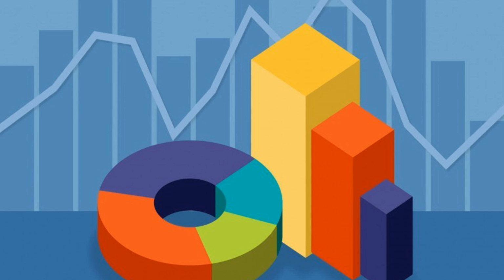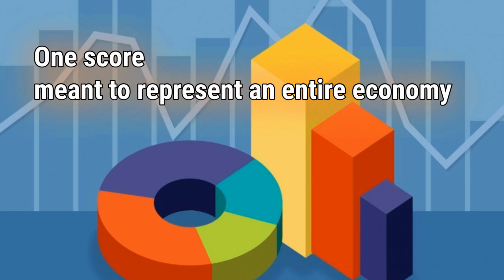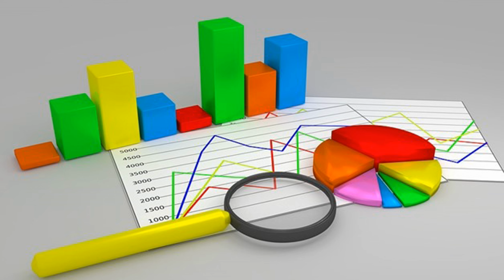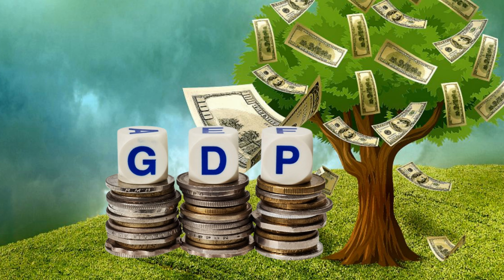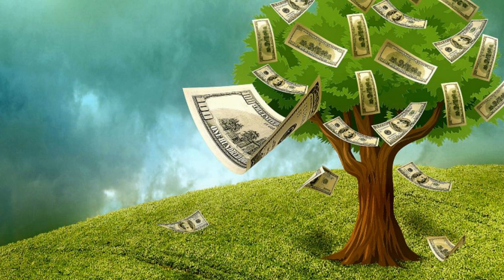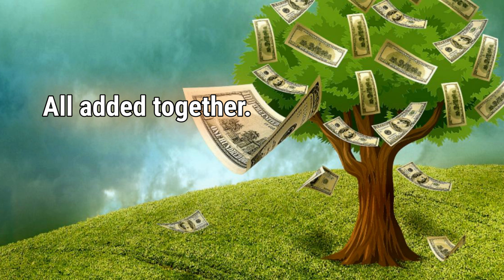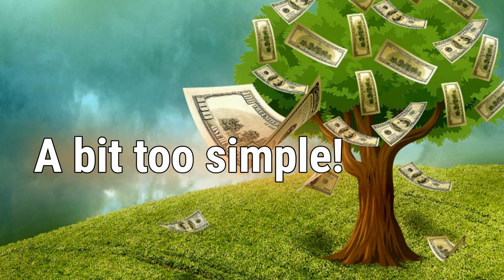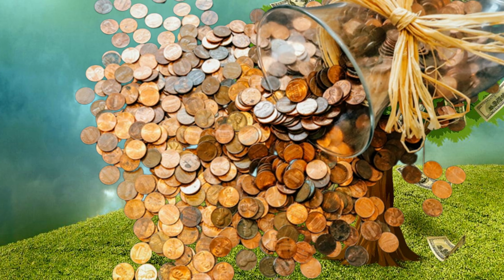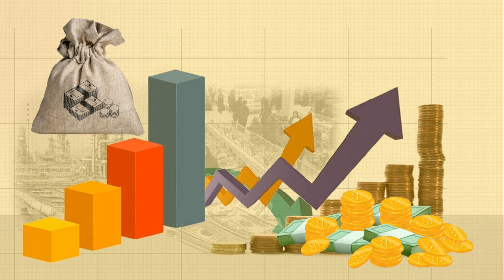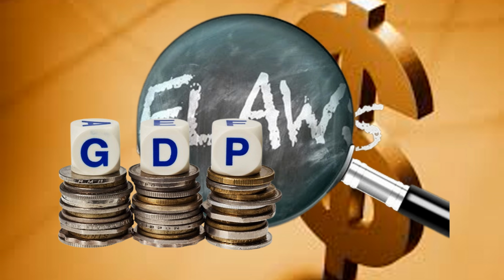The problem with GDP is that it is one score meant to represent an entire economy. This is simply an impossible thing to do, yet everyone knows GDP and thinks it is important. Here is how we calculate GDP. Exports plus consumption plus government spending and investment, all added together. Simple, right? Yes, a bit too simple. What if some of the spending is counted twice? What if the government purposely blows out spending to look good politically? Okay, we get it. It's a flawed number.